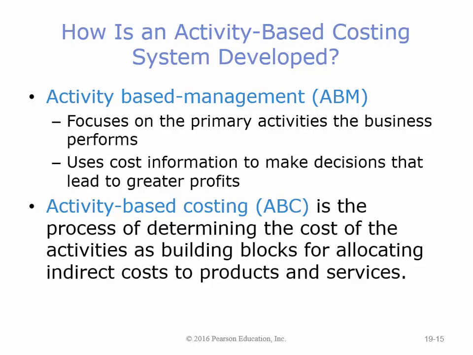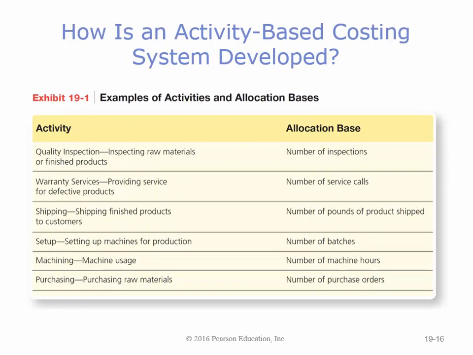What that really means is instead of a single allocation base or two allocation bases, we might have 5 or 6 or 10. Okay? Sounds like a lot, but if you think about it, once you set it up using a computerized system, it's not that hard. You just allocate on the basis of different things depending on the activities of the business. So let's give an example.